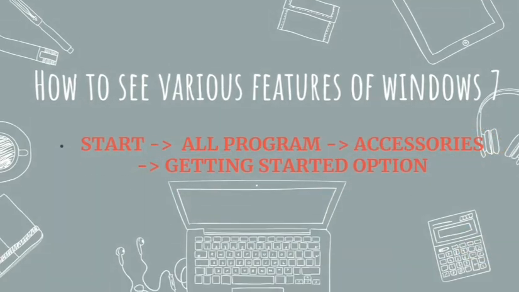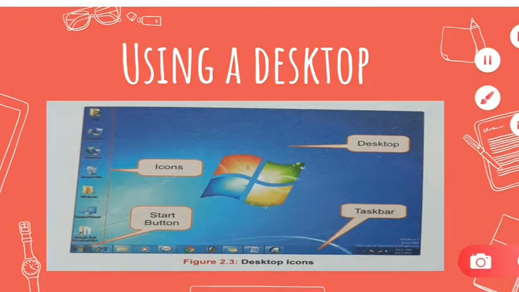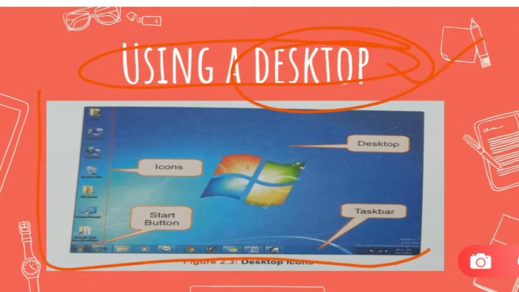Now move to the next heading, using a desktop. What is the meaning of using a desktop? If you have opened your computer, the first window or the first screen that you will see is called the desktop. The first screen in our computer is called the desktop. So this is the screen of the desktop. Now we are going to see some components of the desktop.